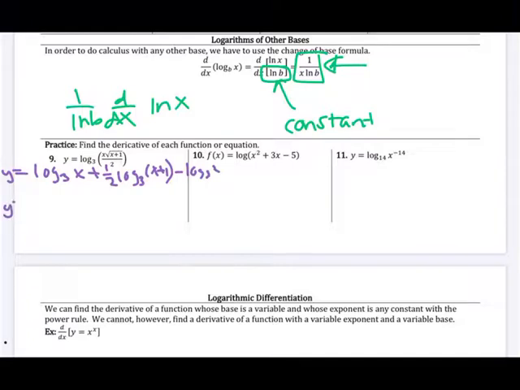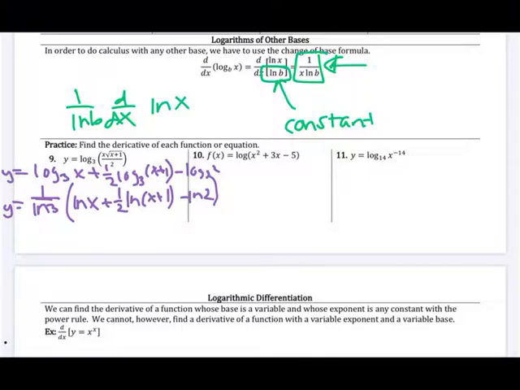To convert that to natural logs, we're going to take 1 over the natural log of the base. And what is the base of all these logarithms? That base is 3. So 1 over the natural log of 3 times, and then I'm going to substitute in natural log for all of my log base 3's: 1/2 natural log of x plus 1 minus natural log of 2.